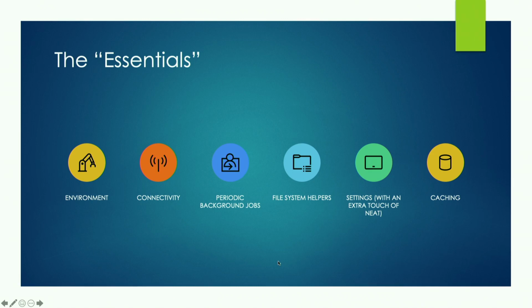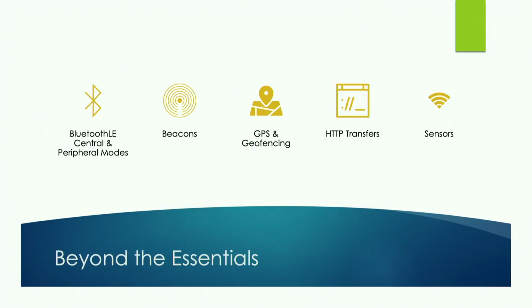So Essentials has all these things out of the box: your environment, your app info, your device info, connectivity. They don't have periodic background jobs, though. File system helpers, settings, caching, you know, the works. I ported a lot of my stuff over. I still need a lot of this stuff in order for the framework to function. So it is a little repetitive, but it helps me work at the speed that I want to work at and not necessarily the speed of the Essentials team. So that stuff's all there out of the box with DI. But Shiny looks to go beyond that.